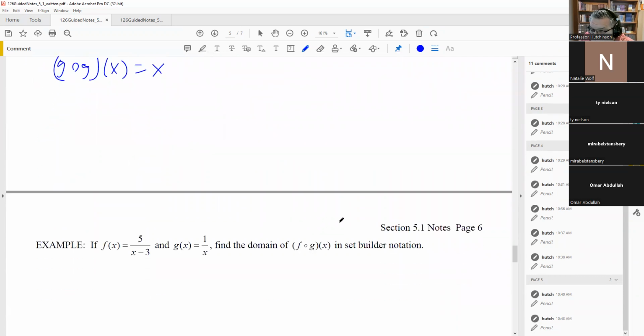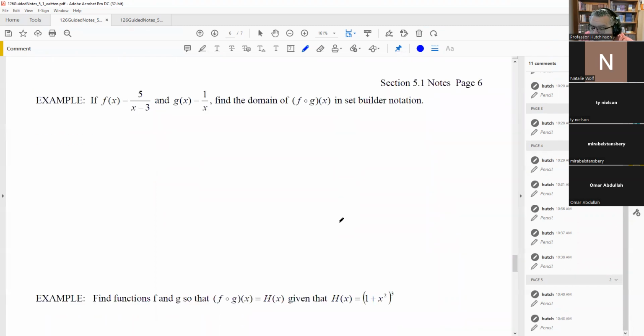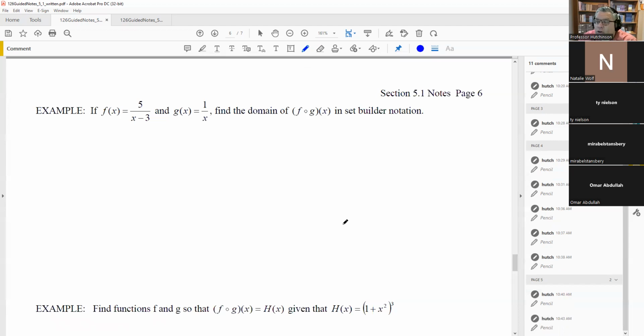Okay, now there's a couple questions. We're kind of moving on to different types of questions that this homework is going to have for us. So we're going to talk about those next, and then we'll take a look at a couple sample homework problems here if there's enough time. So we've got f of x and g of x here. It says find the domain of f of g of x in set builder notation.